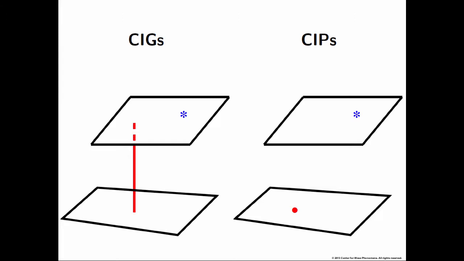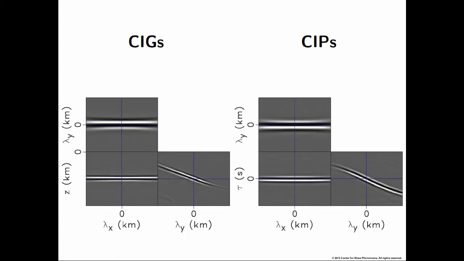But for these two gathers, the way they characterize the reflection is actually similar, as the example shown here. On the left, I show you the gathers constructed for a one-interface, one-reflector model, and you can see that the CIG characterizes the reflection in z, lambda x, and lambda y space. But for CIPs, the gathers characterize the reflection in tau, lambda x, and lambda y space. But in both cases, you can see the kinematics of the reflection in the gathers are similar.